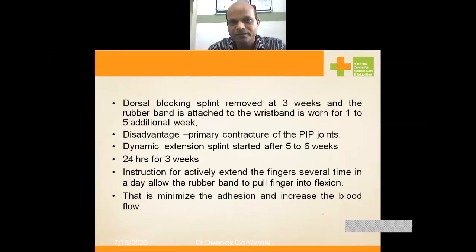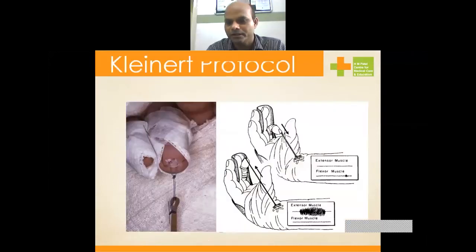A disadvantage of this splint may be a primary contracture of the PIP joints. A dynamic extension splint is started after 5 to 6 weeks, for 24 hours for 3 weeks. The instruction is to actively extend the fingers several times a day and allow the rubber band to pull the fingers into flexion. This minimizes adhesion and increases blood flow in the area of the injury. So this is the clinical protocol.